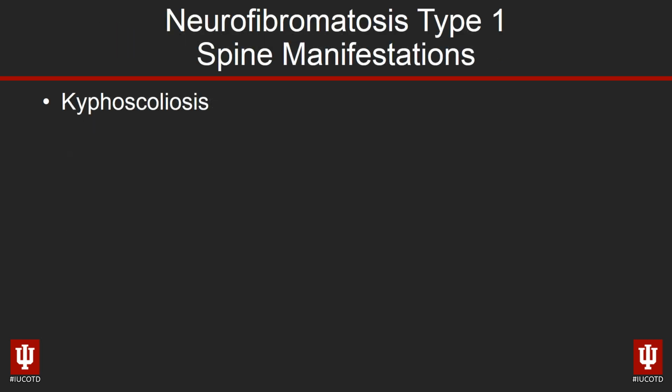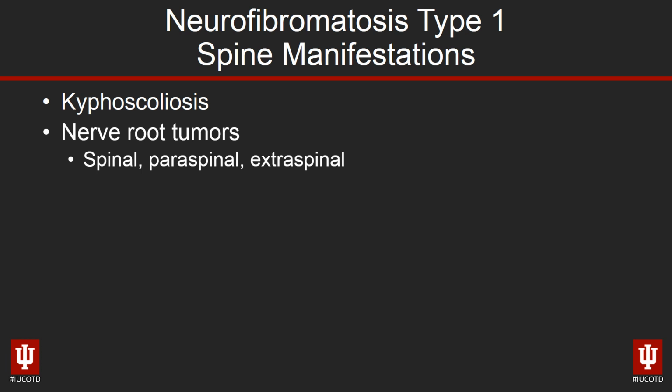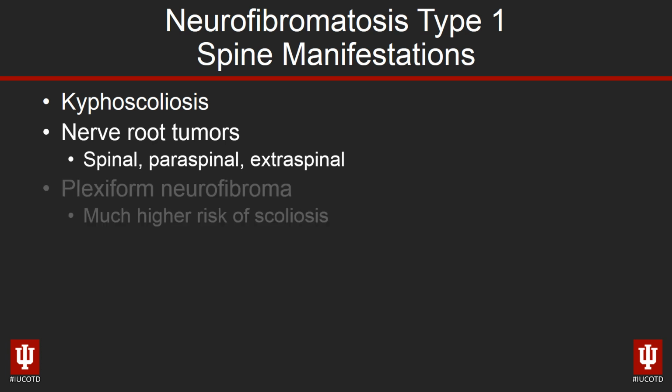So what are the specific spine manifestations of NF1? Well, they have curvature issues with their spine. Commonly, they have kyphoscoliosis. They also have, because it's NF1, nerve root tumors, and these can be spinal, paraspinal, or extraspinal. So it's one of those diagnoses where, obviously, you need to look at the spine and the surrounding soft tissues, but it's kind of a four corners of the film sort of clinical history that you really need to be looking for additional findings.